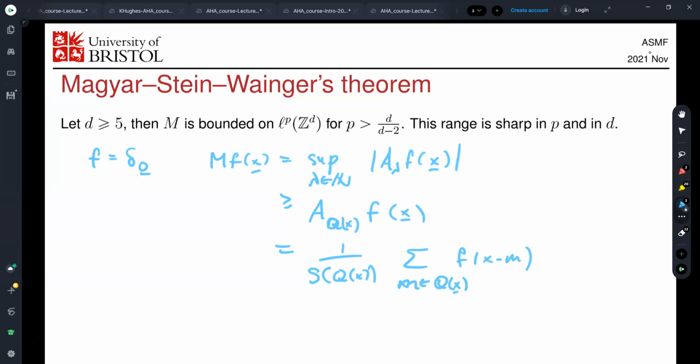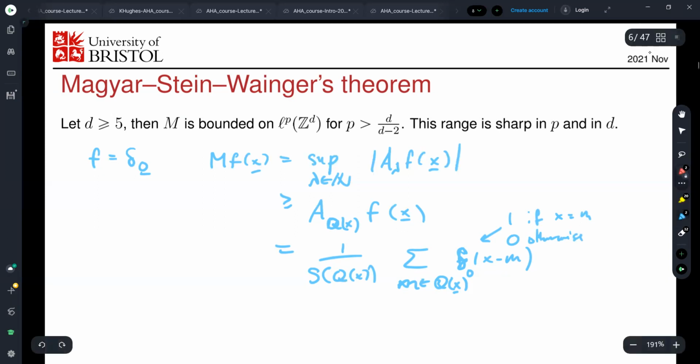But this is actually just a delta function at the origin. So this is only 1 when x is equal to m, and 0 otherwise. But I chose the sphere whose radius is the square root of |x|^2, so that I have a point on here, namely x itself. So this whole sum is actually just equal to 1.